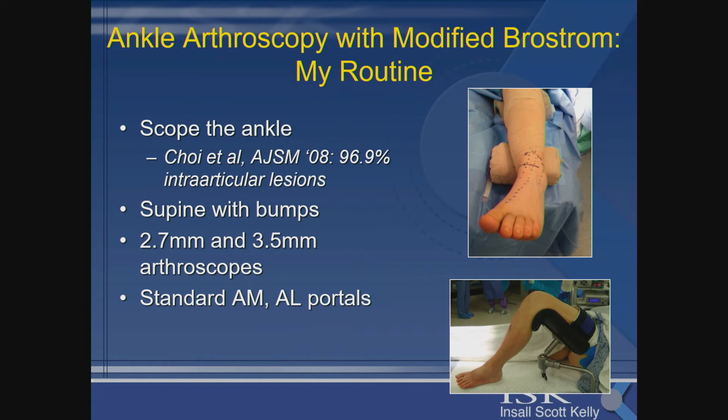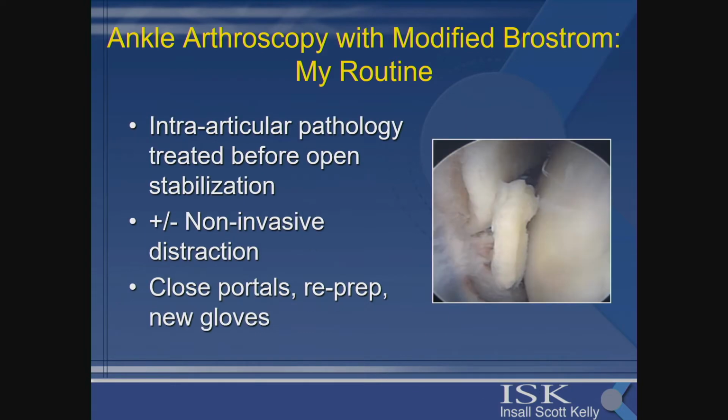Again, they're supine. I typically use a 3.5 or a 4 arthroscope. Use my standard portals, anteromedial, anterolateral, and then you treat the intra-articular pathology first. Before stabilization, you can also confirm the ankle instability laterally, medially. You can make sure there's no syndesmosis instability with the arthroscopy, and we'll be looking at that in the lab later as well.